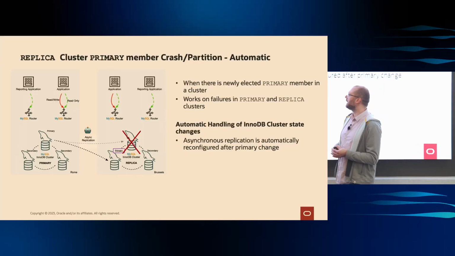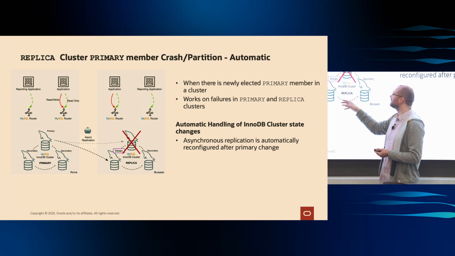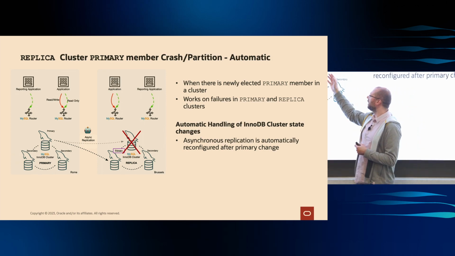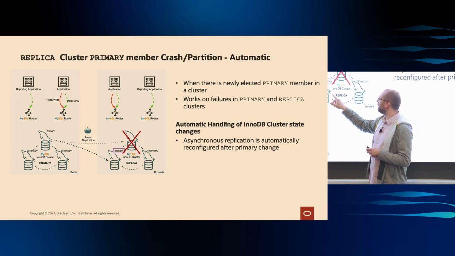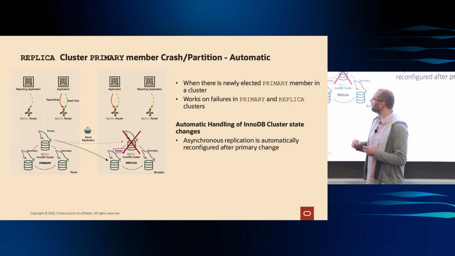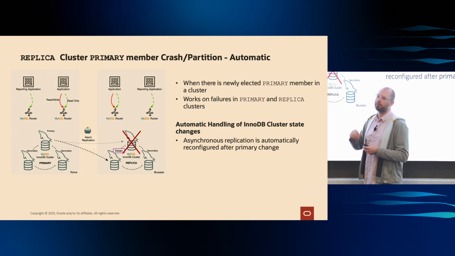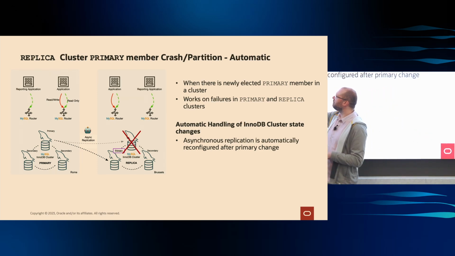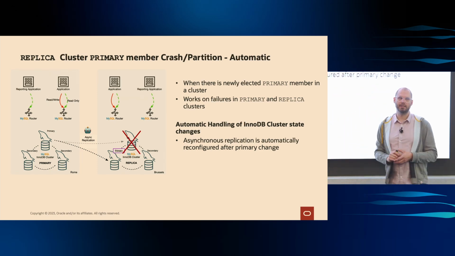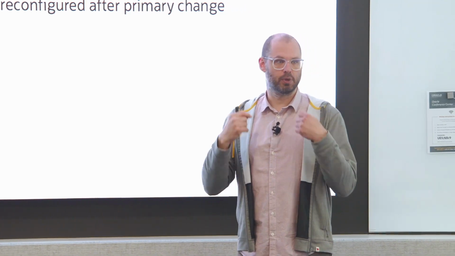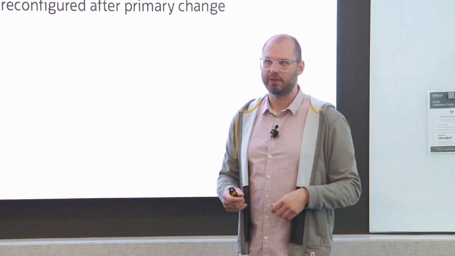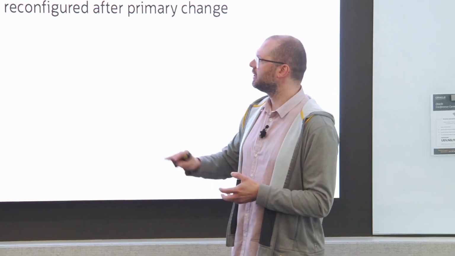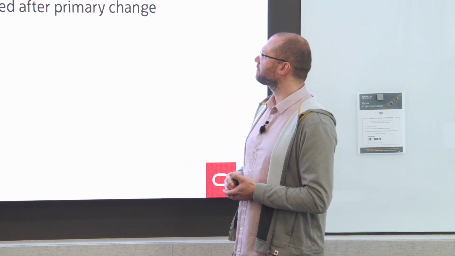And the same when the primary in the replica cluster crashes or goes away, or is network partitioned, then automatically replication will be reconfigured on the new primary as well. So all of this needs no interaction by any monitoring node. Shell doesn't do anything. The only thing Shell does is configure everything and say this is what it needs to look at, and it does manual operations. So the automatic operations are performed by the nodes themselves.